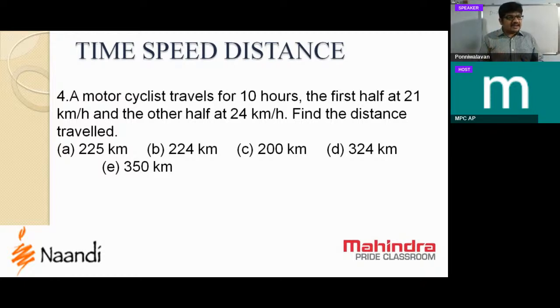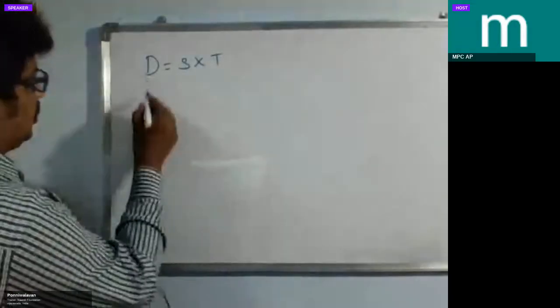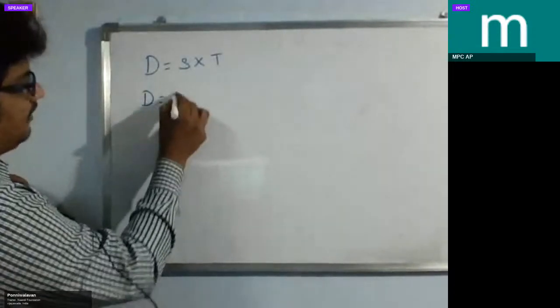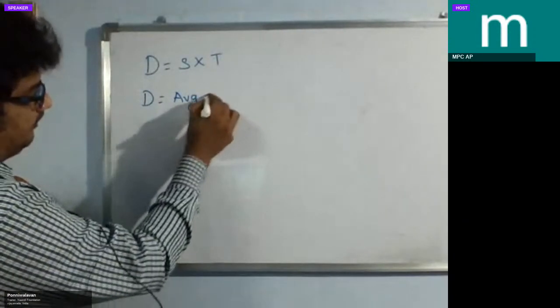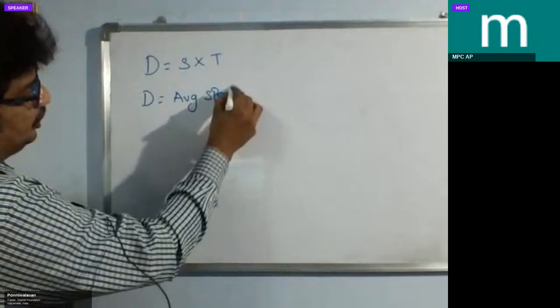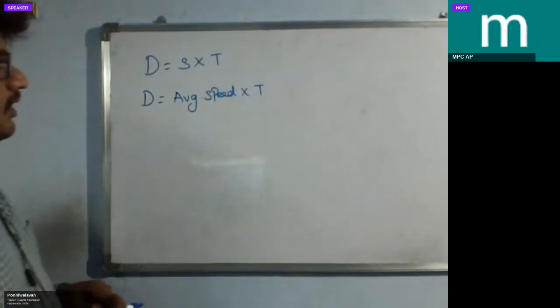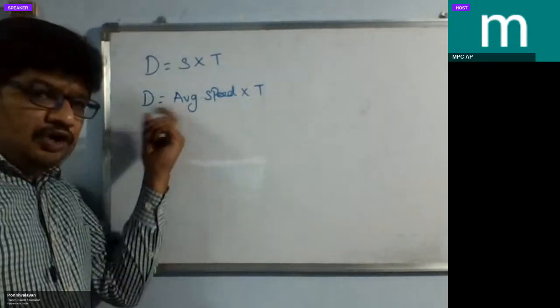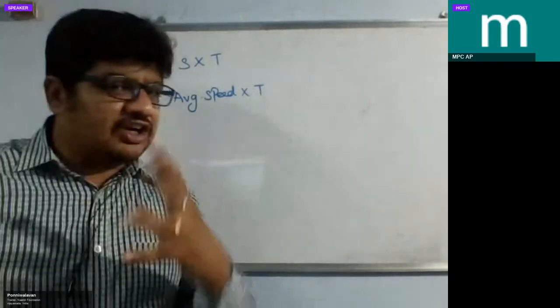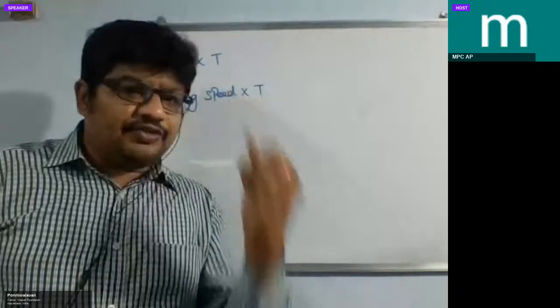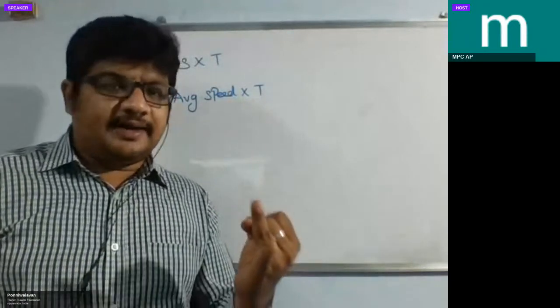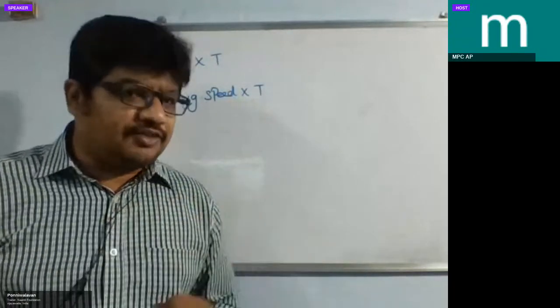If a person traveled at more than one speed, we need to find the average speed. So our distance formula becomes average speed into total time. We know that to find average speed we have a few criteria: we need to find whether distance is same or time is same, or use the general formula.